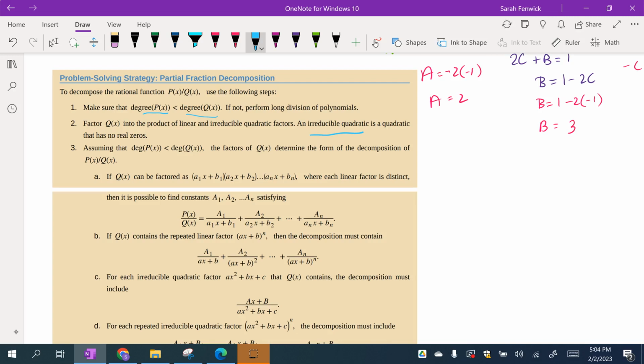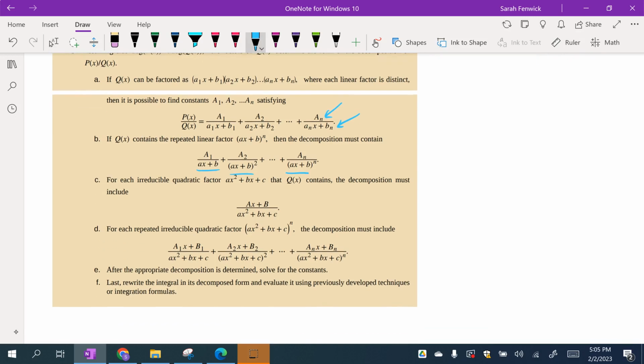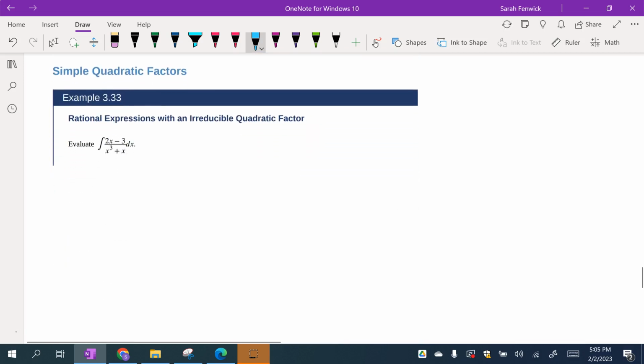We've already done this. If the factors on the bottom are linear, then the top is constant. Repeated linear factors have to be repeated as many times as that power says. And if I have a quadratic on the bottom, then the top has to be linear. If we had a cubic on the bottom, then our top would have to be quadratic. We don't do that very often. So let's go ahead and work with some quadratic factors to start off with.